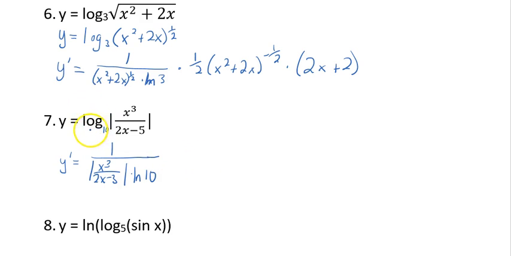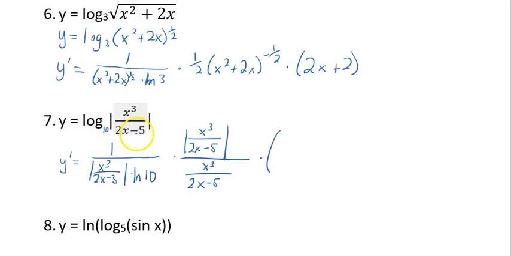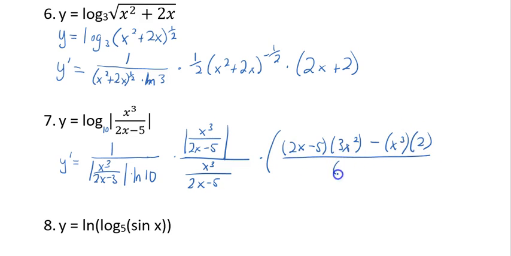That takes care of the log, and I work to the inside. And the inside has an absolute value that I need to do first. So I repeat exactly what I have inside the absolute value bars on top and outside of the absolute value bars, or without the absolute value bars, on the bottom. So I've taken care of the log, I've taken care of the absolute value, and then I finally get to the innermost part, and that's a quotient. So a quotient rule. So bottom times derivative of the top minus the top times the derivative of the bottom all over the bottom squared.